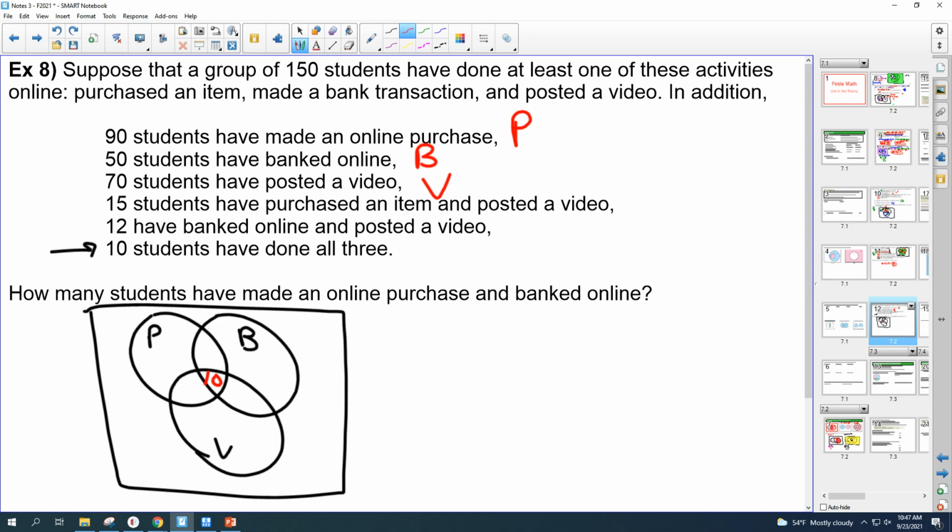12 have banked online and posted a video. So banked online and posted a video, that means there's a 2 there. That makes 12. 15 have purchased an item and posted a video. 15 purchase and video, that means that's 5. Okay, good.